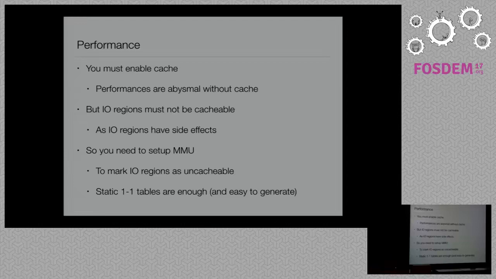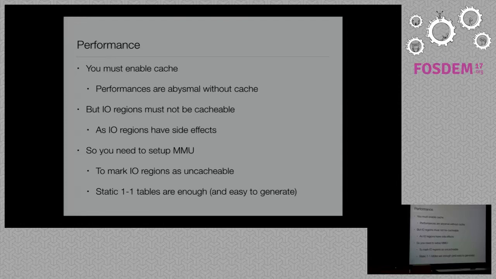And if you want to specify that some regions are not cacheable, you have to set up the MMU, which is a little bit complex. In the setup, you specify that some regions are not cacheable. And the easiest way to set up the MMU is to use 1:1 mapping. So no translation, just rights on regions.